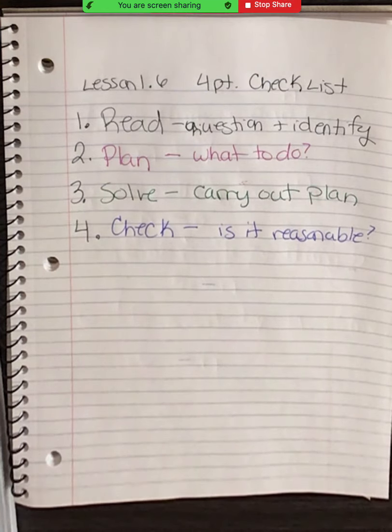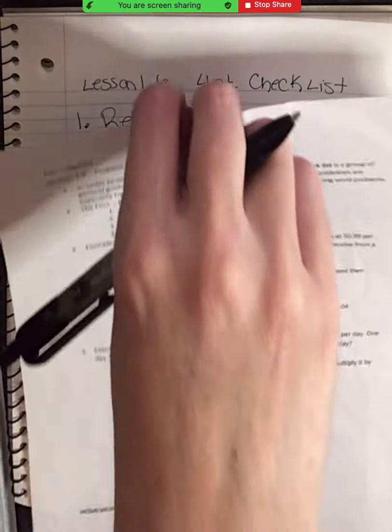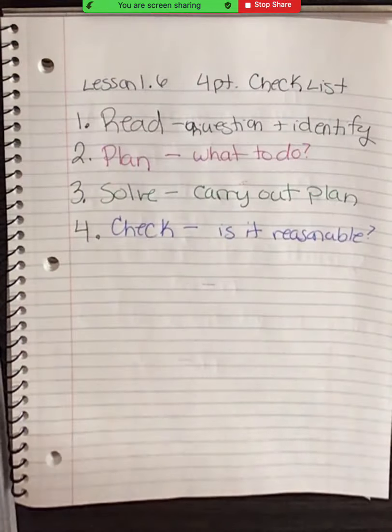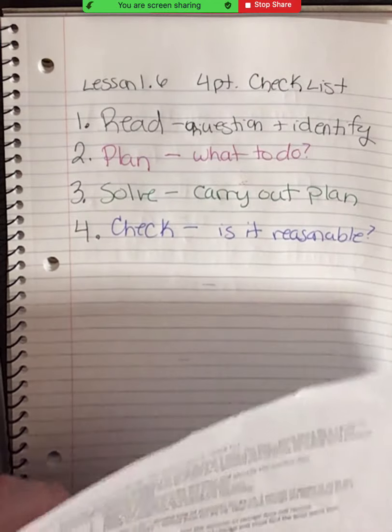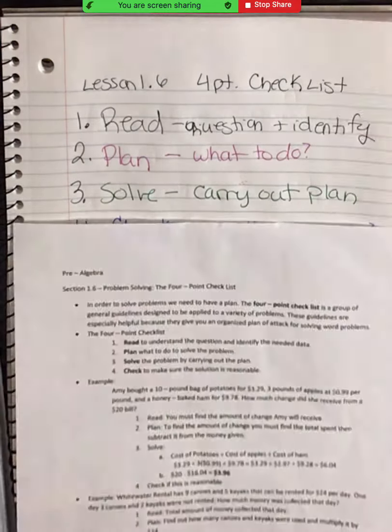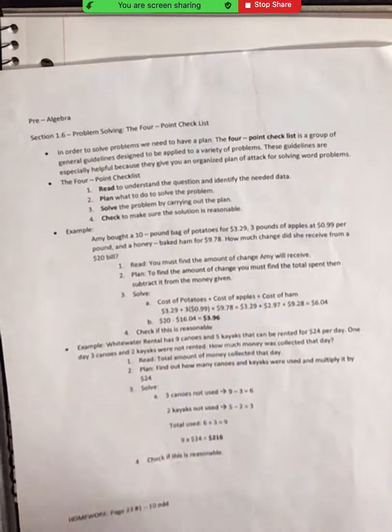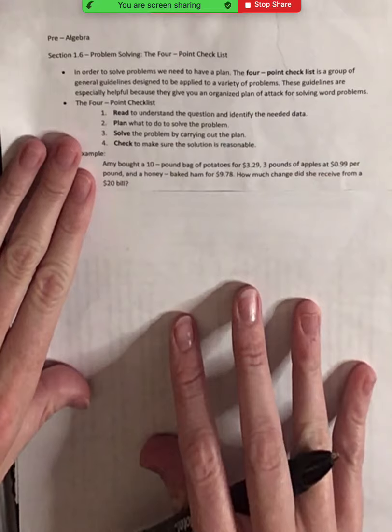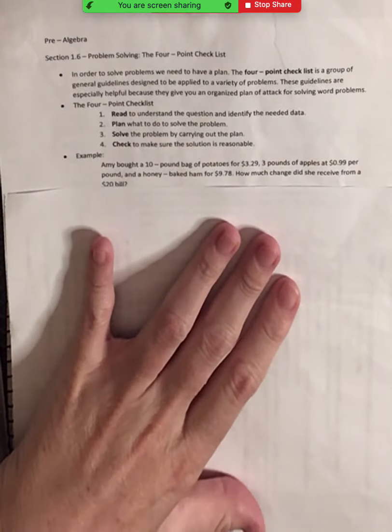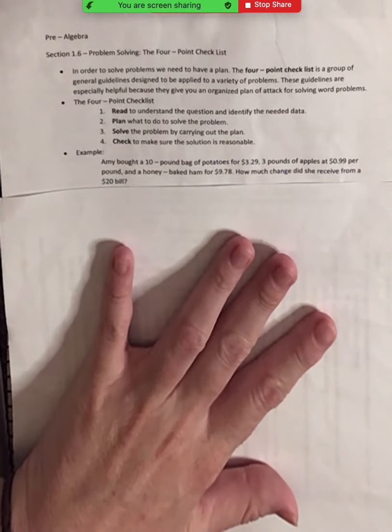We're looking at our notes. We're going to look at the first problem. Okay? So, looking here, right? Read it. Amy bought a 10-pound bag of potatoes for $3.29, 3 pounds of apples at 99 cents per pound, and a honey-baked ham for $9.78. How much change did she receive from a $20 bill?